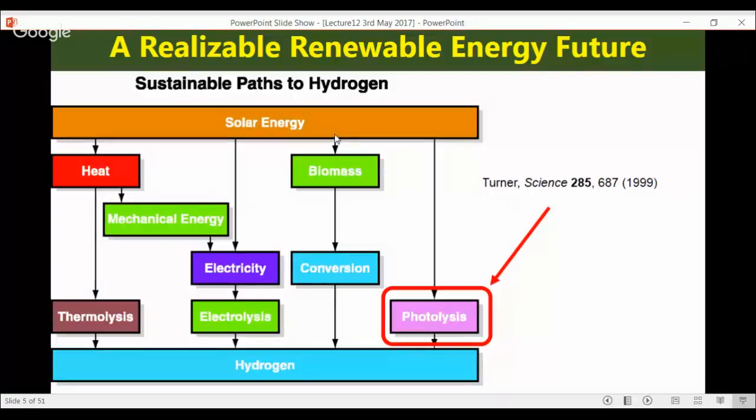You can also use solar energy to produce biomass by photosynthesis, and then convert the biomass into hydrogen. This route we are not discussing, but we should, at a later stage, if necessary, look at hydrogen from biomass. But what we are looking at is solar energy directly using photolysis. Okay, photolysis, not photochemical or photoelectrochemical.